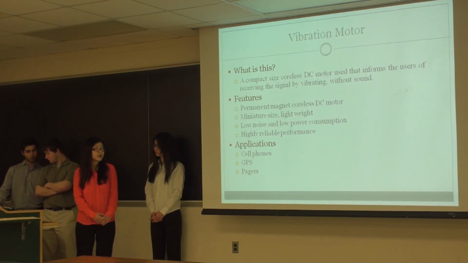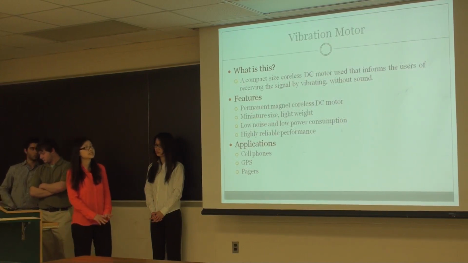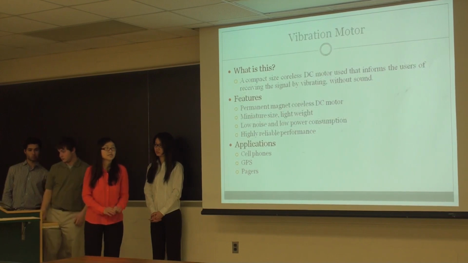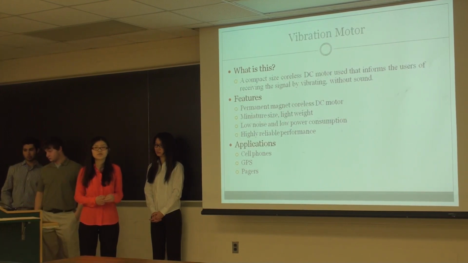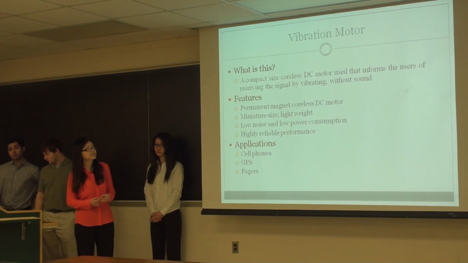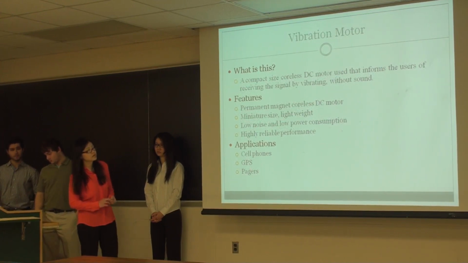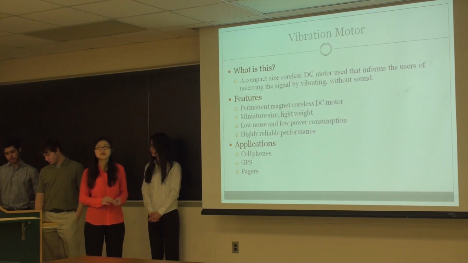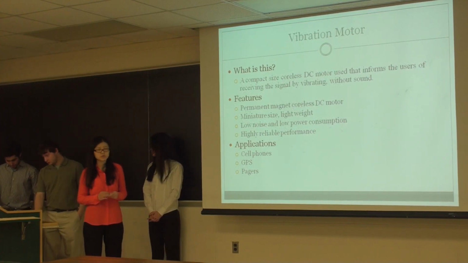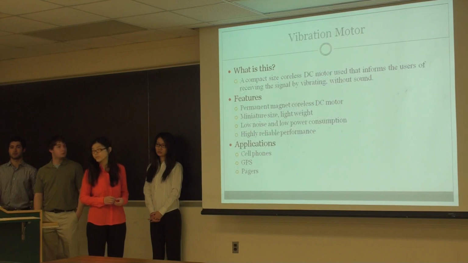The main feature of the vibration motor is that the magnets in the DC motor are permanent, which means it will always have its magnetic properties. This is compared to an electromagnet. Another main feature is that the size of the vibration motor is small and the weight is light. What's more, the noise and the power consumption the motor produces while in use are low. Based on these features, the performance of the motor is highly reliable.